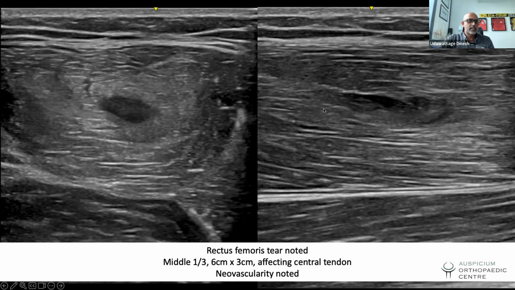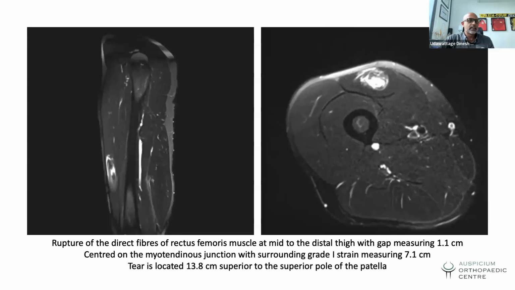When you look at it in the long axis orientation, you can see the normal pennation angle of the muscle here, and you can see that it's quite significantly disrupted around this injury area. So it's right smack in the middle of his rectus femoris muscle. And for completeness, we organized an MRI scan, and there was a rupture of the direct fibers of the rectus femoris at the mid to distal thigh, measuring about 1.1 centimeters. It was around the myotendinous junction, and there was this sort of feathering, with bruising and swelling extending from there.